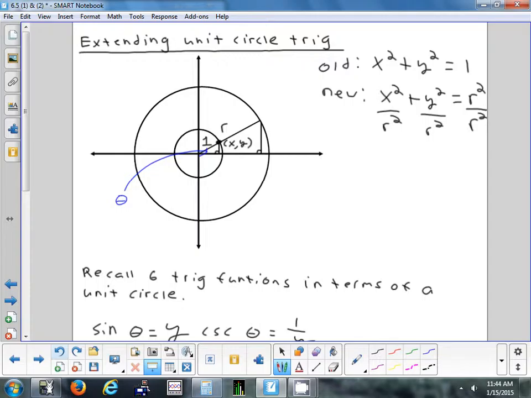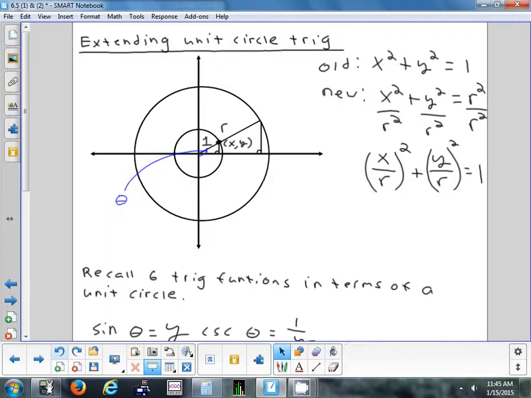Okay, now we're going to get this as our new equation. Instead of writing x squared over r squared, I'm just going to write (x over r) squared. Okay, same thing. Plus (y over r) squared. But now the right-hand side is a 1. Okay, now that it's a 1, I can compare the equation I had before and the equation I have now.